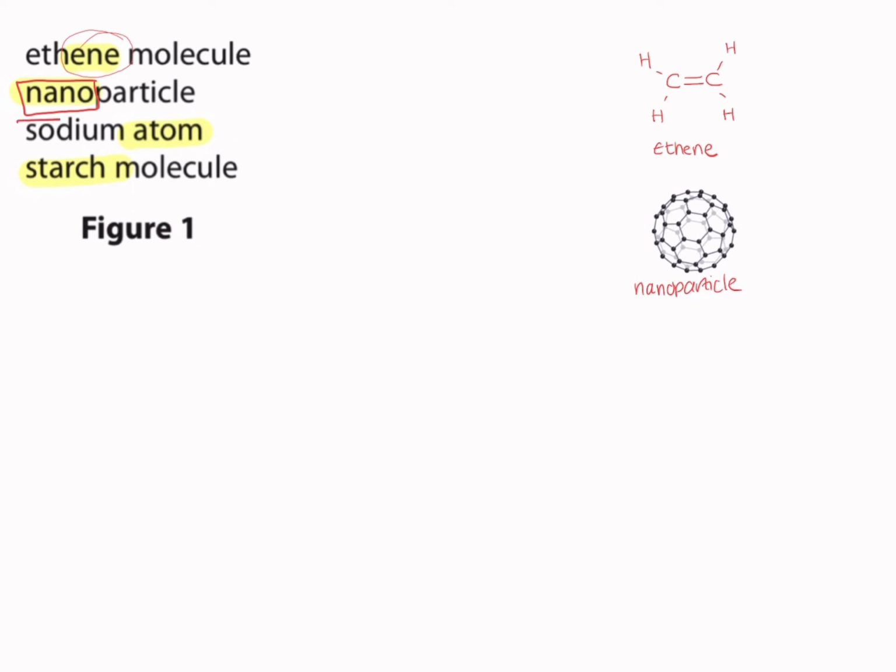Moving on to the sodium atom now. The sodium atom is pretty much what it says. It's 1 sodium atom. So again, comparing it with ethene, which has 6 atoms in it, and nanoparticles, which have hundreds of atoms in them, we've got sodium here with just 1 atom.